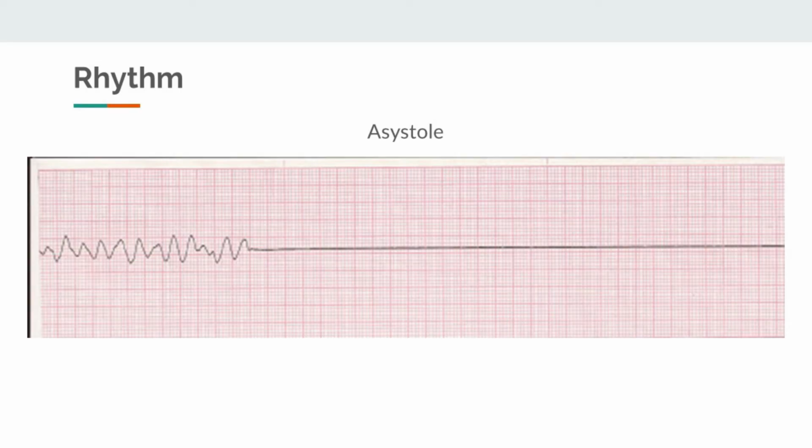Asystole, or flatlining, tells us that there isn't any electrical activity occurring in the heart. Asystole is not a shockable rhythm, and although it can be treated with CPR, vasopressors, and by quickly identifying and treating the underlying cause, it generally does not have a very good prognosis.